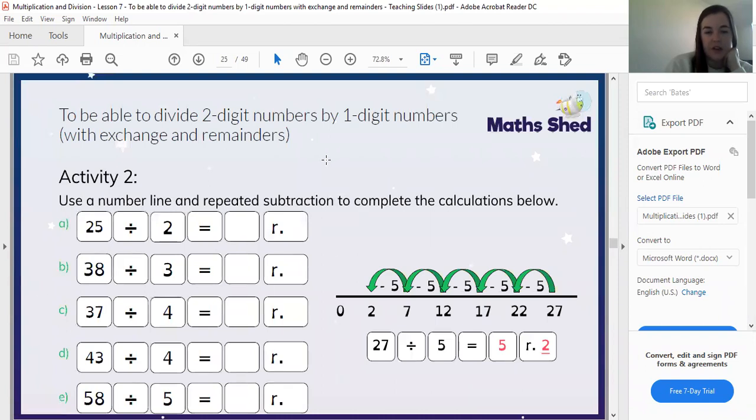Here are some for you to have a go. You can draw a number line out. Maybe you've got a whiteboard or some paper. Remember, you need to use a ruler when you're drawing a number line. So you can start at 0 on the left-hand side and your biggest number on the right, and then whatever number you're dividing by, that's how many you're taking away each time. So have a go at those. The answers will pop up in a second. You can pause the video here and have a go.